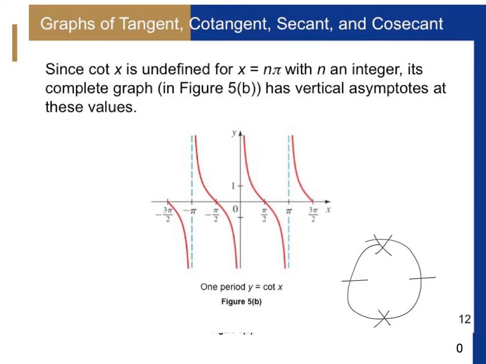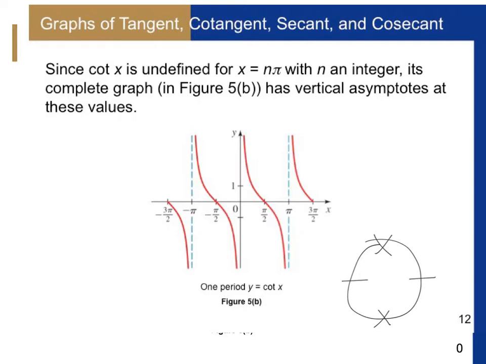It's undefined here because your sine is 0, right? So it's undefined at 0. It's undefined at pi, right there. It's undefined at minus pi, which is there, and so on. So anytime we go from here to here, the cotangent's undefined. Now at pi over 2, it's 0, right? Because remember it's cosine over sine, and cosine is 0 there. At minus pi over 2, it's 0. And then at 3 pi over 2, it's 0. And at minus 3 pi over 2, it's 0.